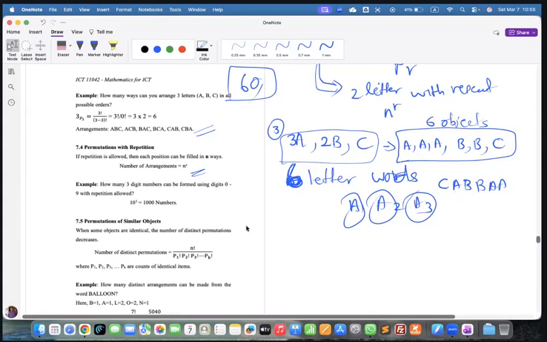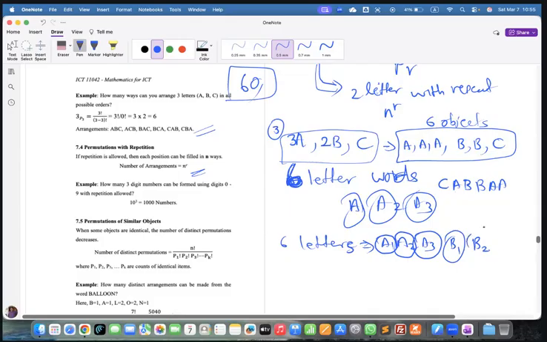Normally, if you are duplicating the letters, let's say you have 6 different letters. These are the letters: A1, A2, A3. Just think about it, each is a unique letter. B1 is a unique letter. B2 is a unique letter. C is a unique letter.